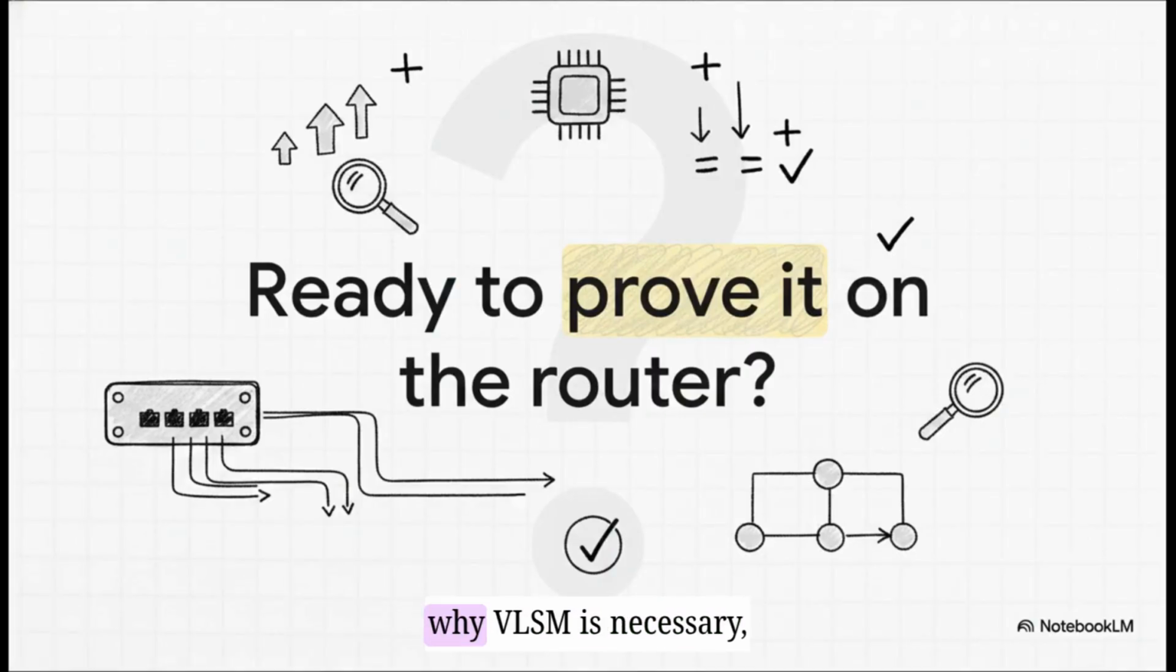So we've broken down why VLSM is necessary, exposed the huge trap of starting with small block sizes, and learned the step-by-step methods to hunt down overlaps and safely expand our designs. The concepts are totally sound, and the math works perfectly. The only question left is this. The next time you face a VLSM challenge, are you going to rely on guesswork, or are you ready to use this structured methodology and prove your design right on the router interface?